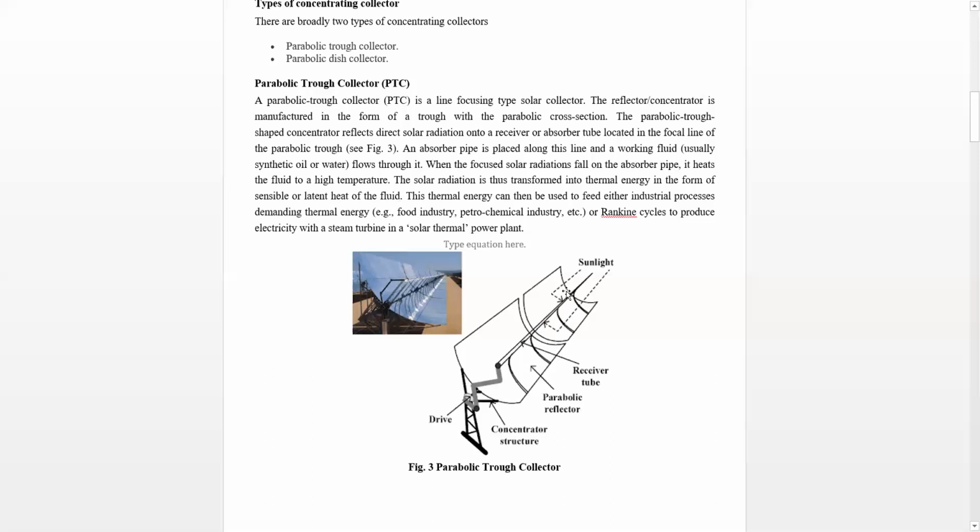in case the heat transfer fluid flowing through this tube is water, then obviously the water while passing through this tube may be converted into steam. So the energy is absorbed in this fluid either in the form of sensible heat, that is only in raising the temperature, or may also be as a latent heat. This thermal energy can then be used to feed either industrial processes demanding thermal energy, food industry, petrochemical industry, or in Rankine cycles to produce electricity with a steam turbine in a solar thermal power plant.